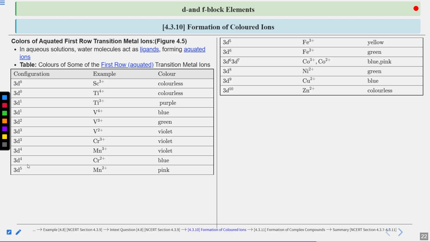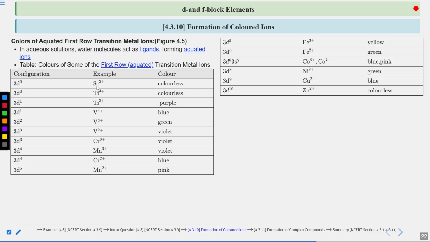If any ion has a 3d0 configuration, for example scandium 3+, then the number of unpaired electrons is 0, right? So the color shown by it is colorless. If there is no electron present in the d orbital, then d-d transition will not happen. There is no availability of electrons to be excited from lower energy to higher energy, right? So if there is no electron in the d orbital, the color will be colorless.